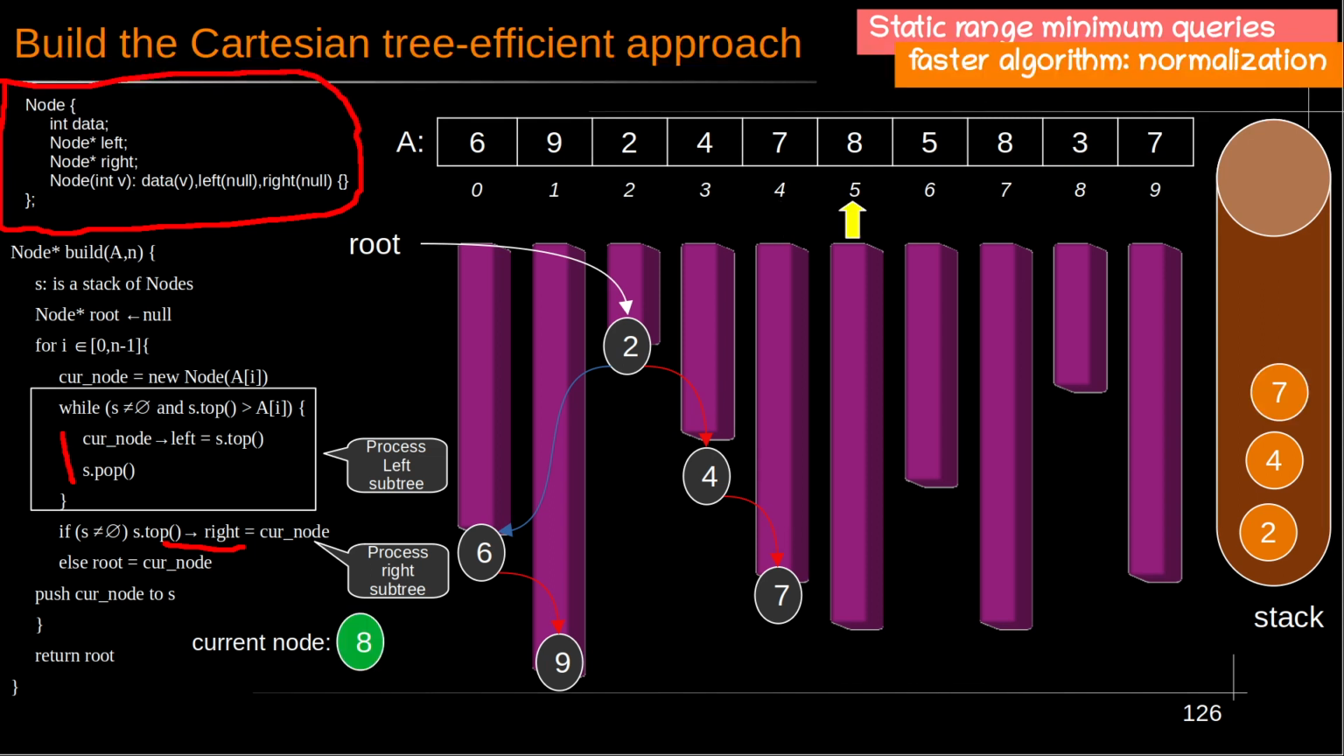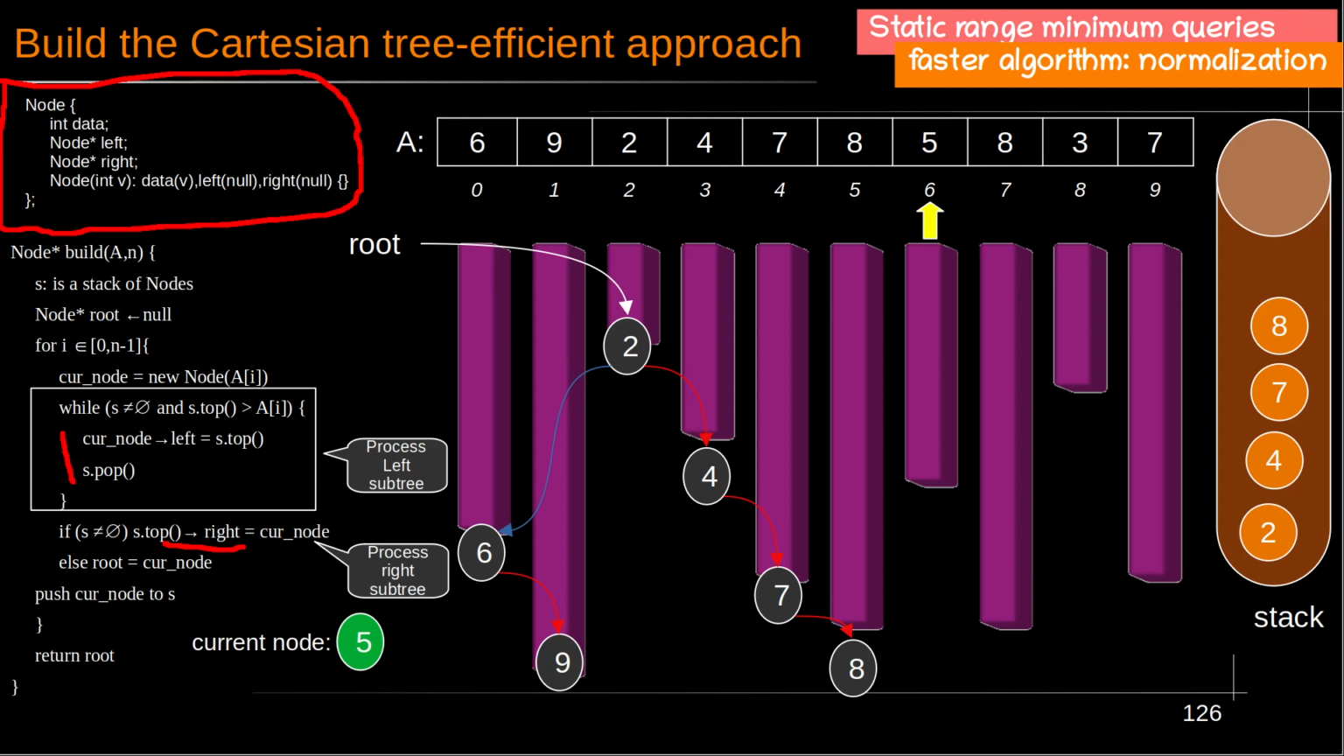We go to 8, current node is 8. 7, is it greater than 8? No. So we will not build the left tree here. We go to the right subtree of 7. So the right subtree of 7 will be 8, the current node. We push 8 to the stack.